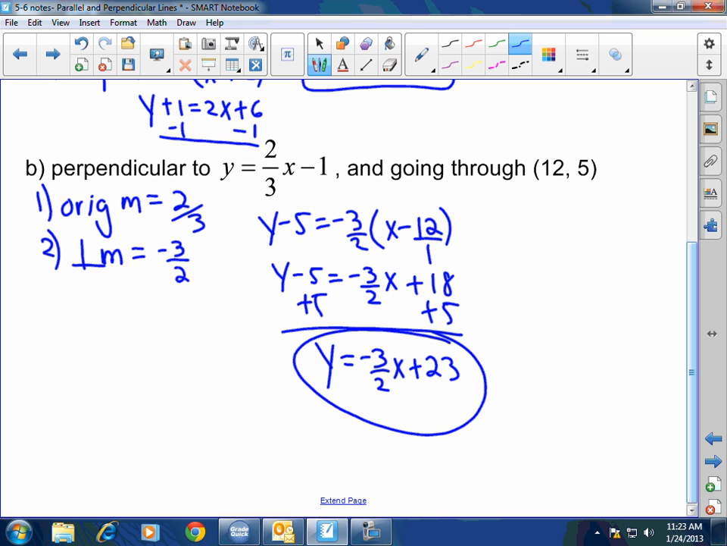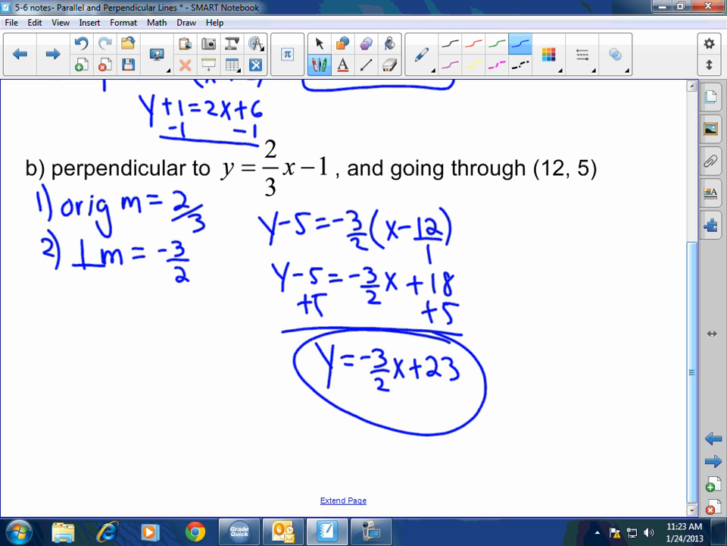The slopes are negative reciprocals of each other. Does that make sense, gentlemen? And it is, papita. It's very easy. Okay? All right. You with me, boys? Okay. So this is one skill that you definitely have to know.